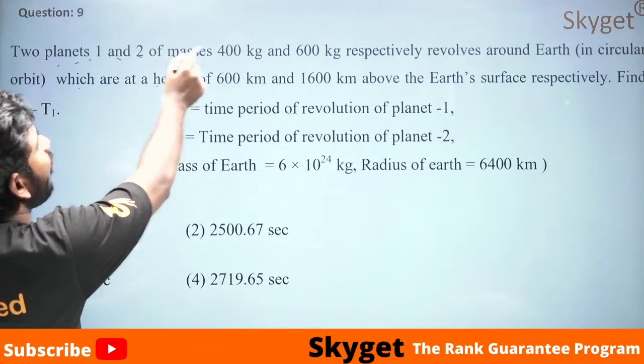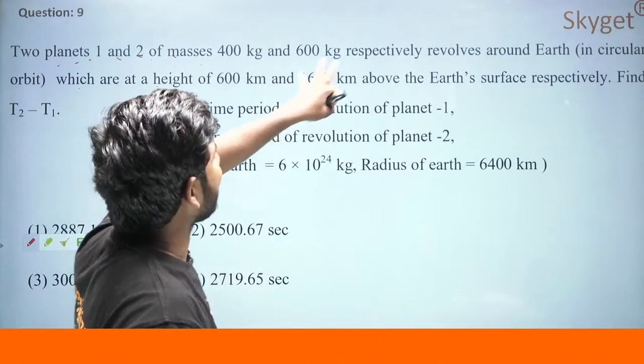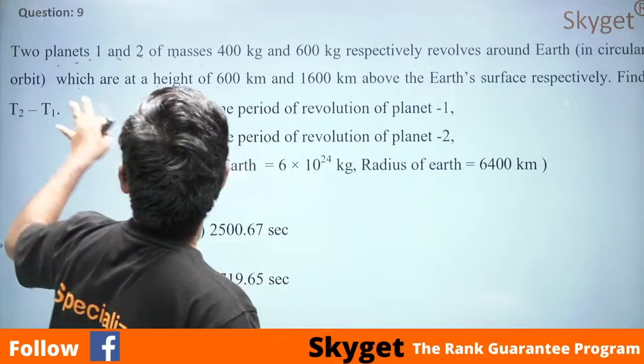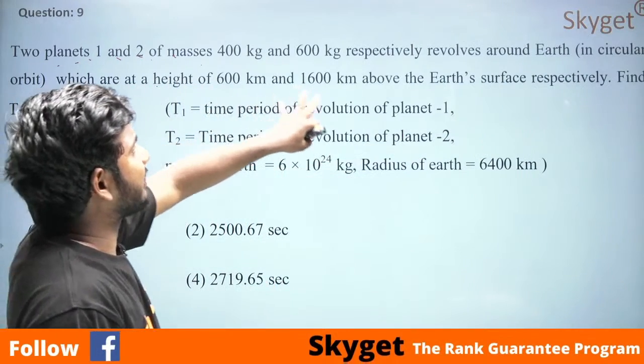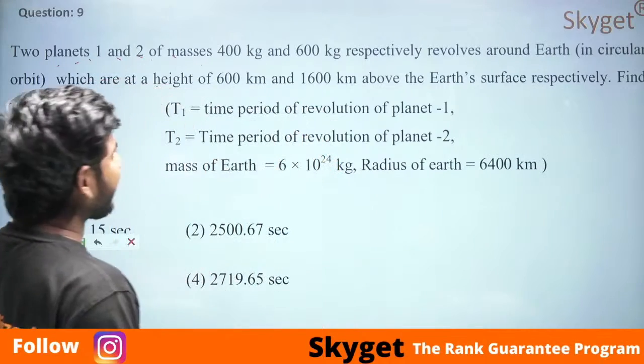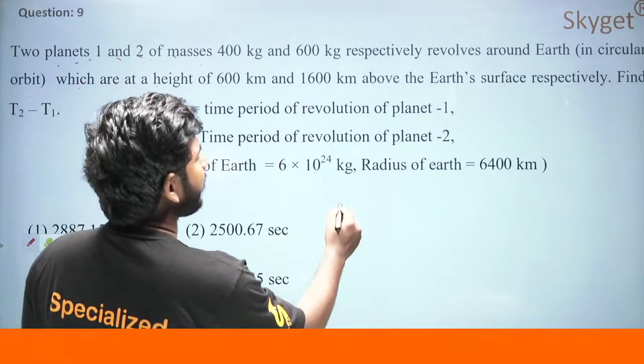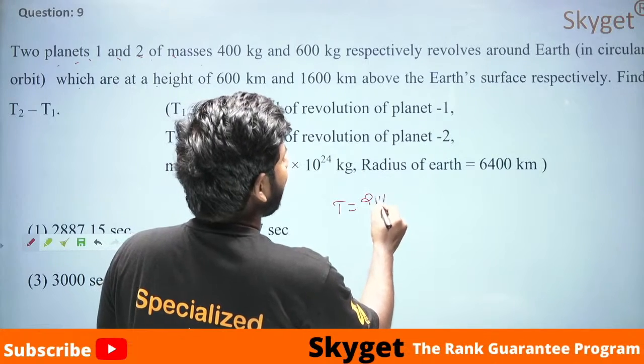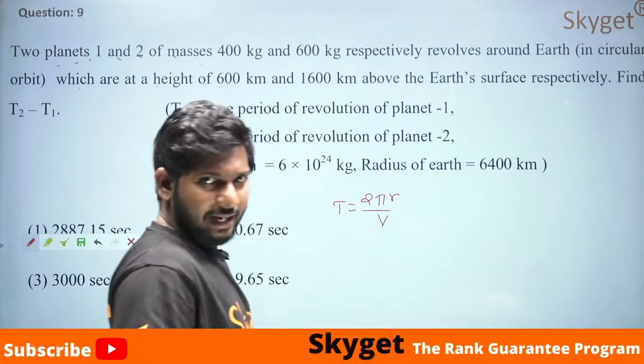Two planets 1 and 2 of masses 400 kg and 600 kg respectively revolve around Earth, which are at a height of 600 km and 1600 km above the Earth's surface respectively. Find T2 minus T1. What is time period, students? 2πr by v or 2π by omega.